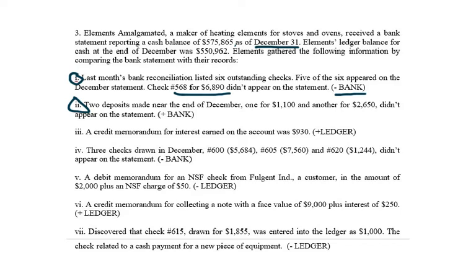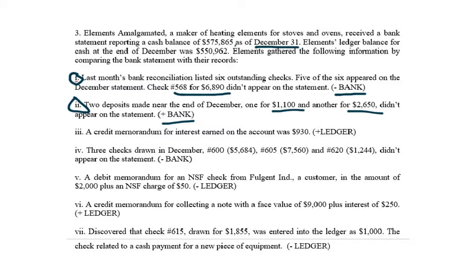Double I is 2 deposits made near the end of December for $1,100 and $26.50. They didn't appear on the statement. So this is an example of 2 deposits in transit. We're going to add those both to the bank balance on the bank reconciliation. Now for these 2, it's okay to probably add them together and make it one line for deposits in transit. Those will take care of themselves. Those are usually not a big deal.